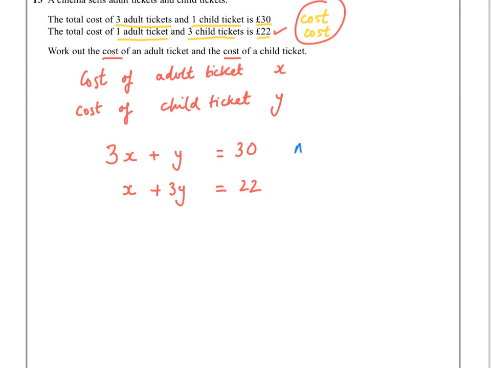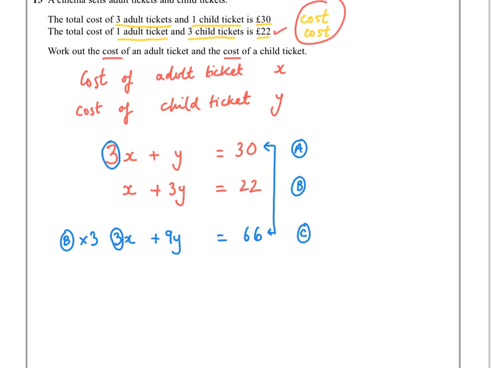Now, if I label these A and B, you may not do that in the exam, it's up to you, but I'm just doing this so I can explain it. I would personally times equation B by 3, and the reason is I would then have 3x plus 9y equals 66. That then becomes equation C. And then I'd be comparing A and C, because then I've got the coefficients of x the same.